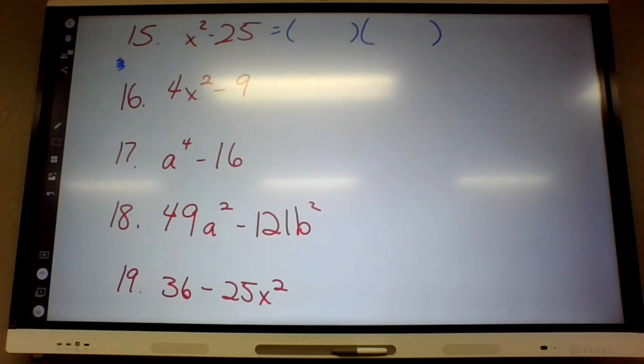So number 16, we do like what we normally do, 4x minus blank and then x minus blank.